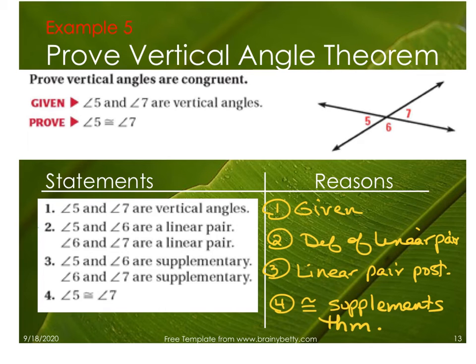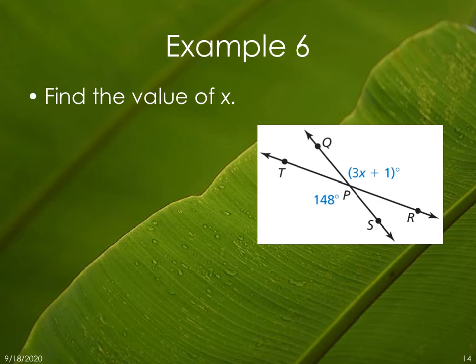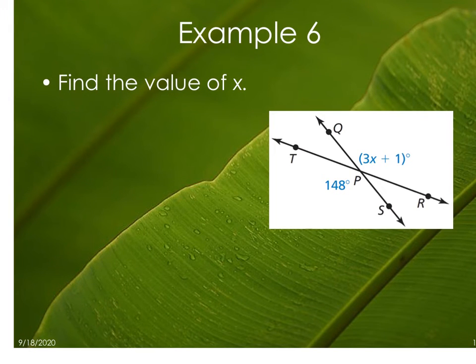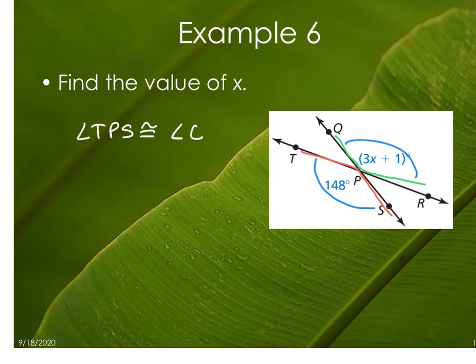And now we'll just do 2 examples using everything that we just learned today. Try example 6. Here it wants us to find the value of x. If I take a look at my picture, I can see that in order to find x, I have a pair of vertical angles here. I know that this angle here, TPS, is congruent to angle QPR. So I'm going to state that angle TPS is congruent to angle QPR.